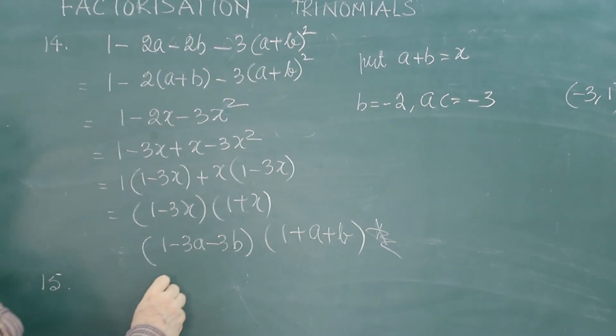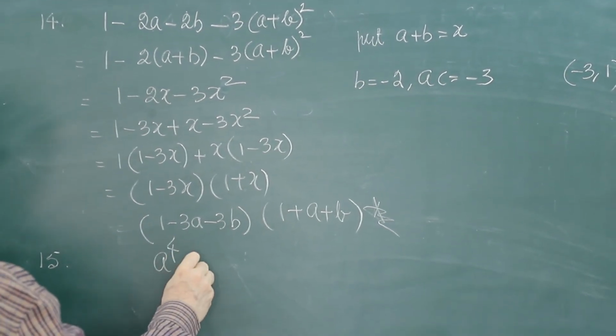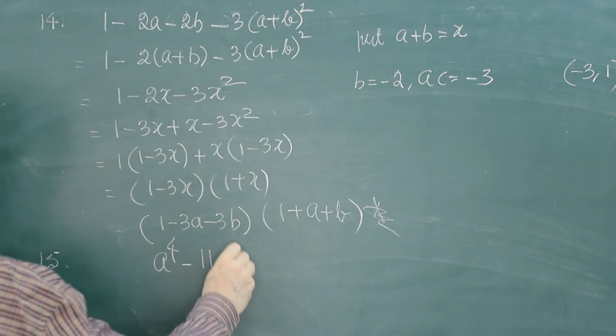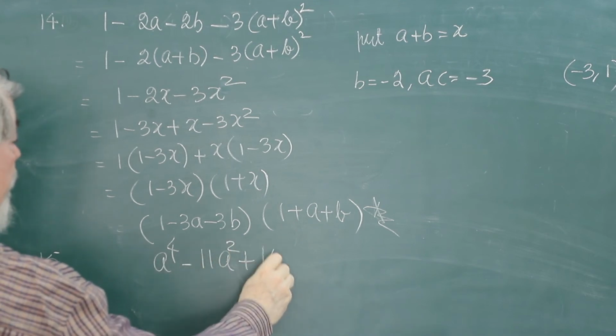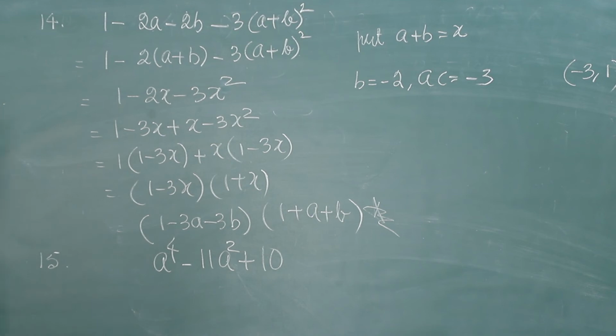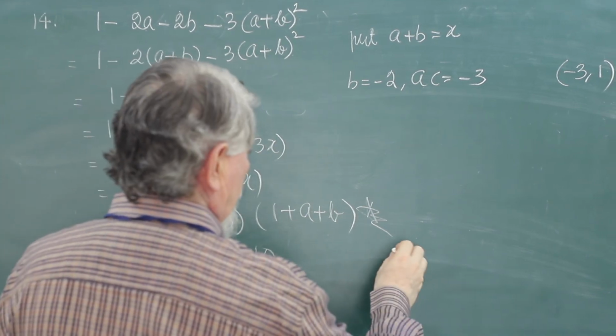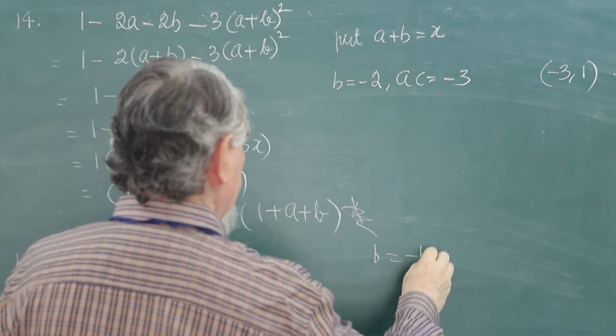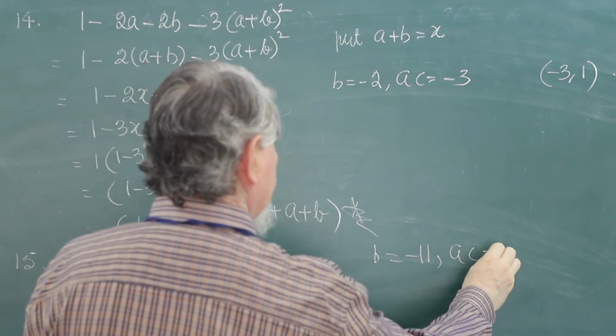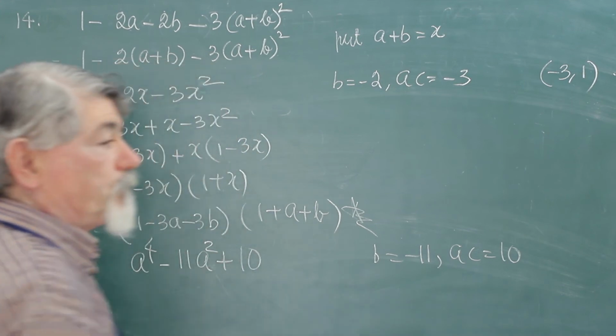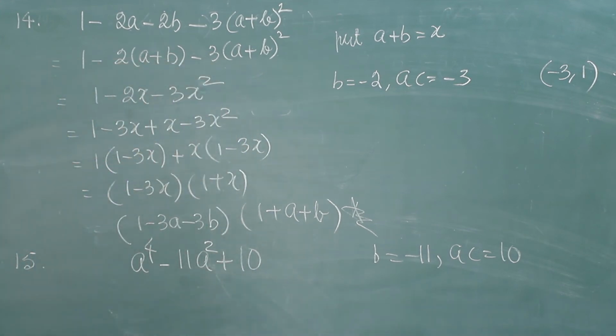Question number 15 is a to the power 4 minus 11a square plus 10. Now the middle term here is b, which is minus 11, and ac is 10. It is positive. AC is greater than 0. So both the terms have to be either positive or both the terms have to be negative.